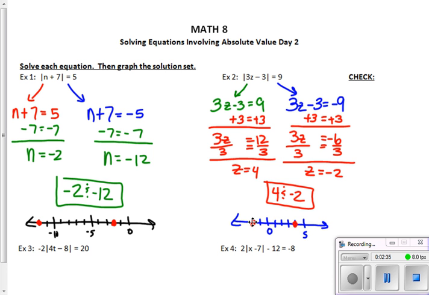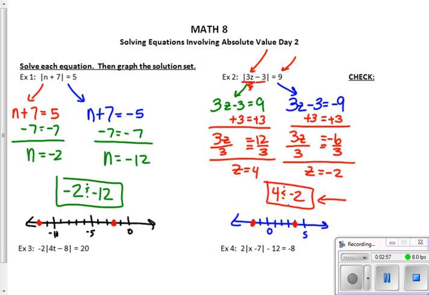Well, how do you check it? Well, you take your two possibilities, 4 and negative 2, put it back into your equation up here. So if I put in 4, I have 3z times 4 is going to give you 12. 12 minus 3 is 9. The absolute value of 9 is 9.